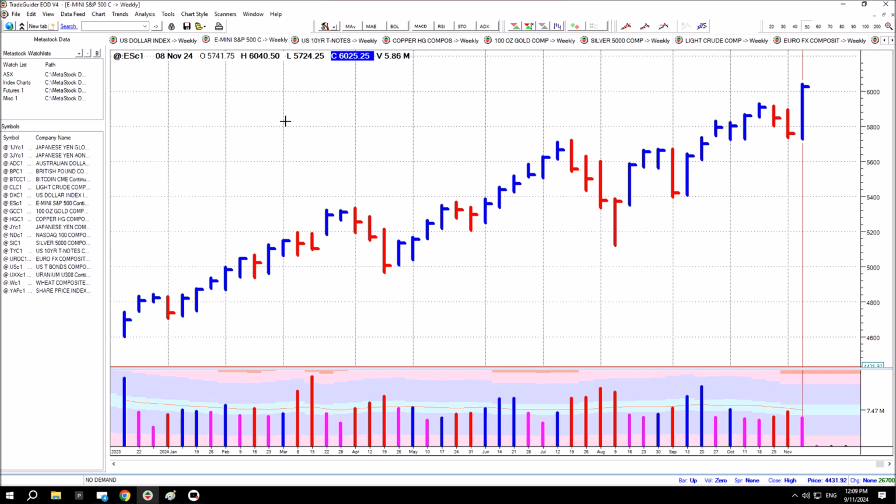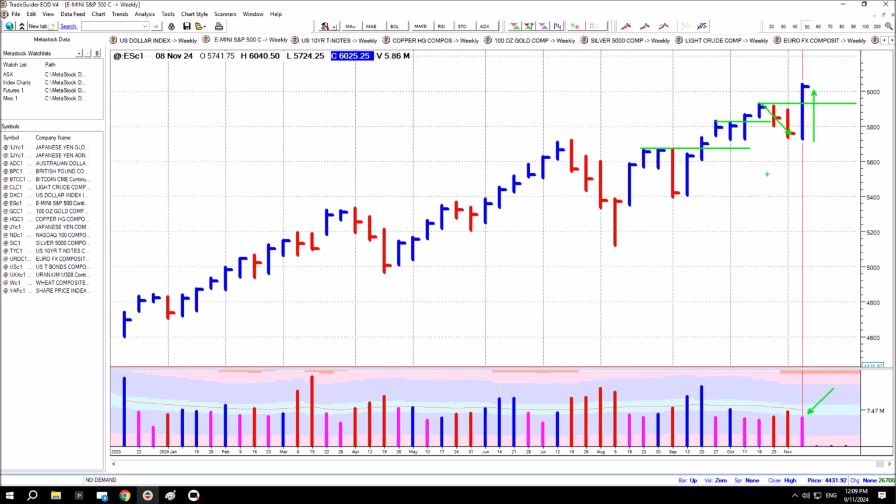E-mini S&P, this is S&P 500 index futures. You can see this market has accelerated higher this week on reduced and below average volume. That suggests that selling pressure was quite low in the market this week. Price pulled back over the previous 2 weeks and then accelerated higher and up to new highs. This was a pretty strong move.